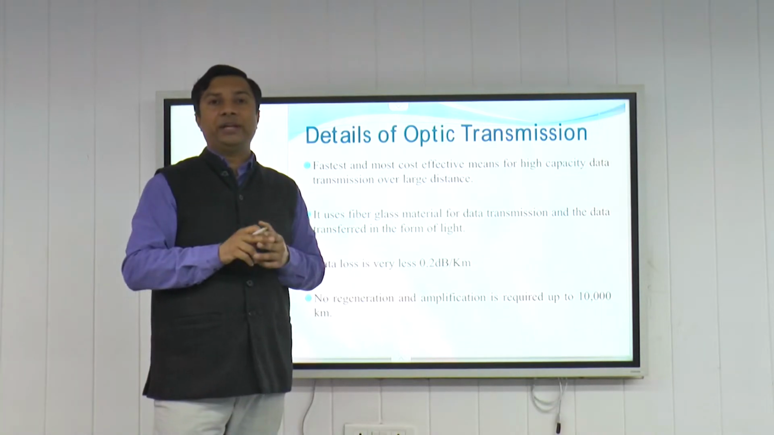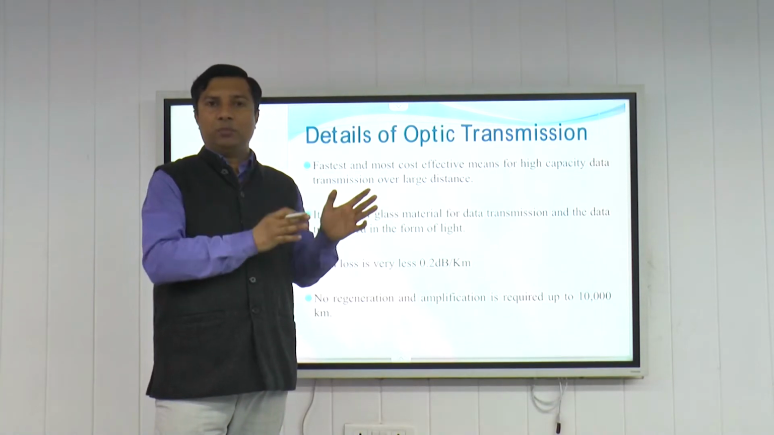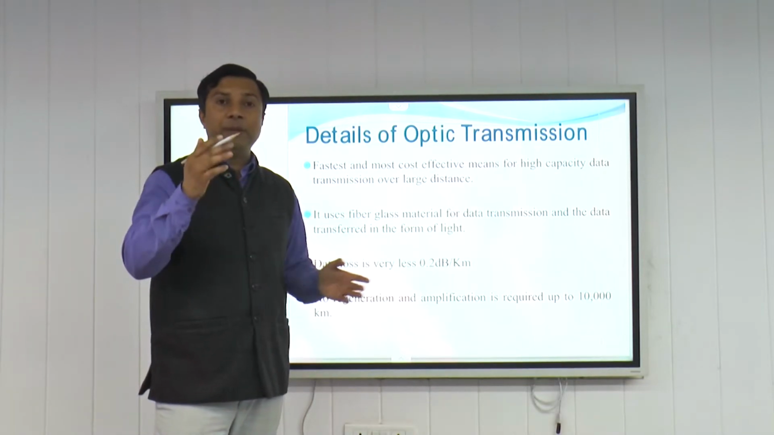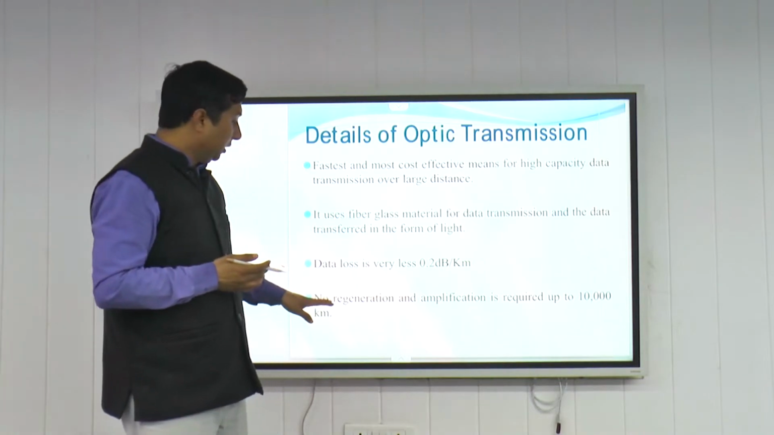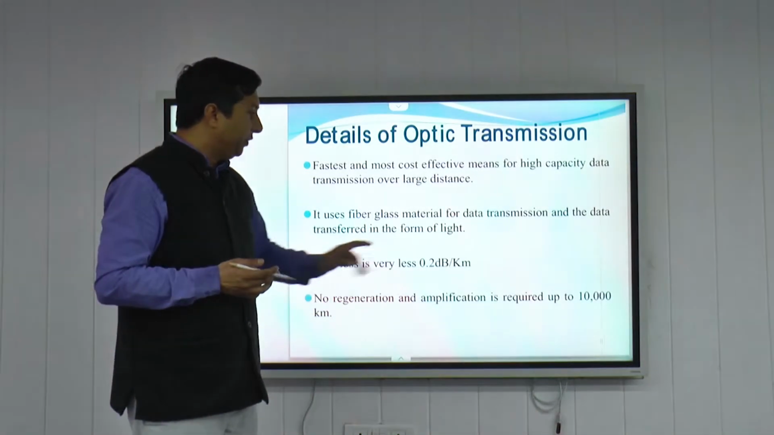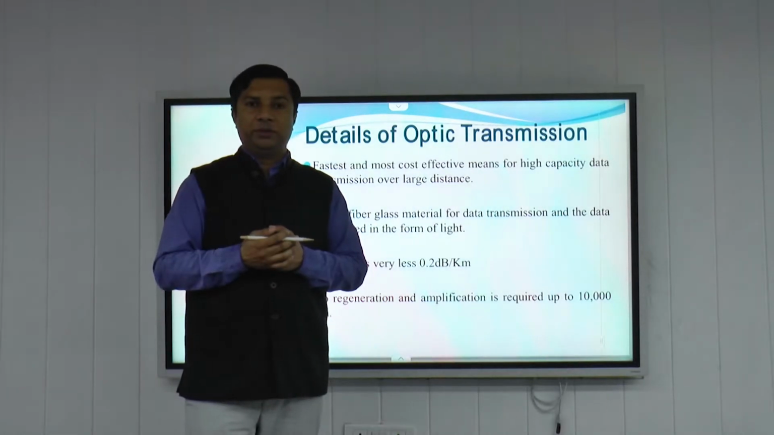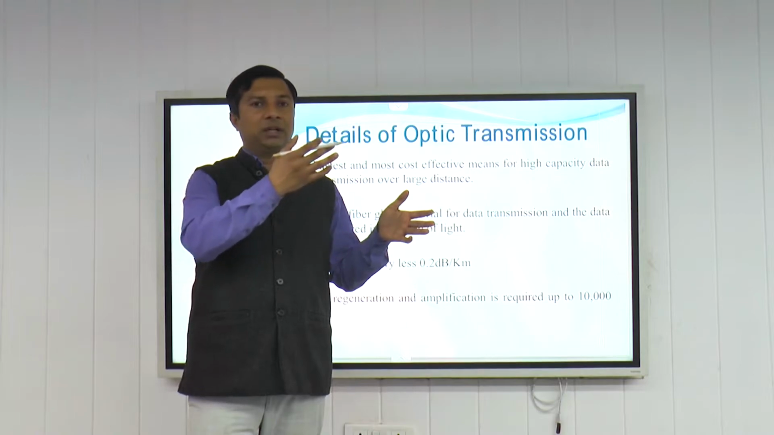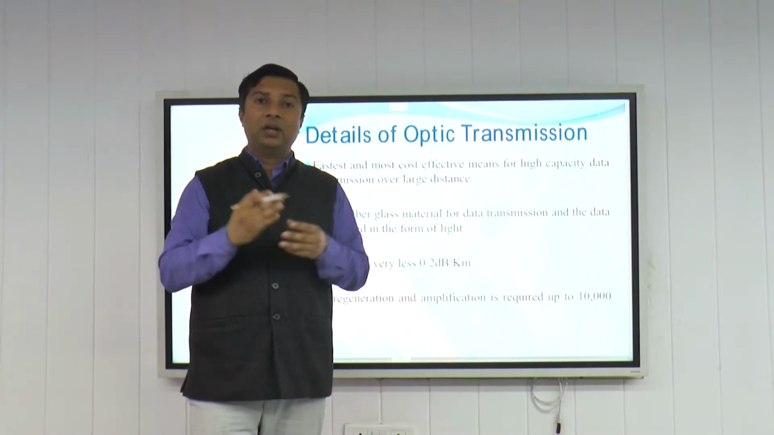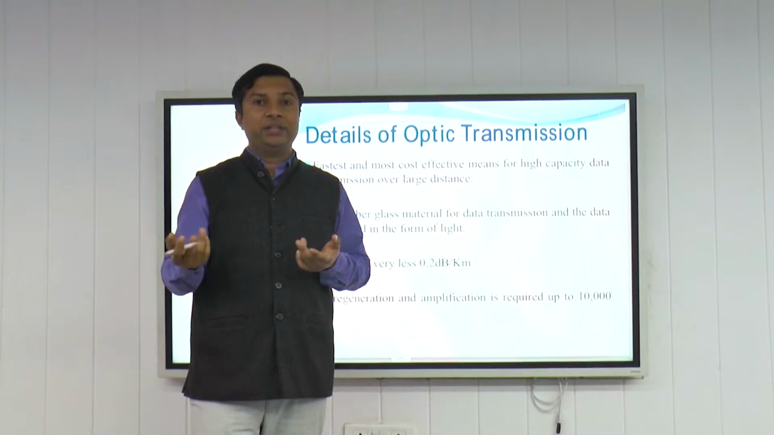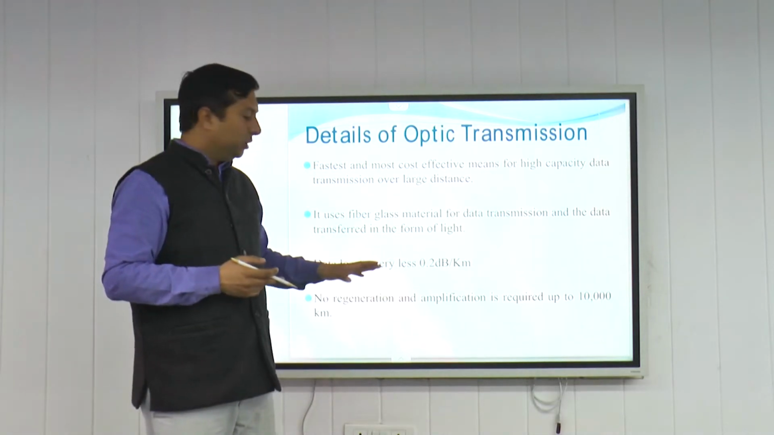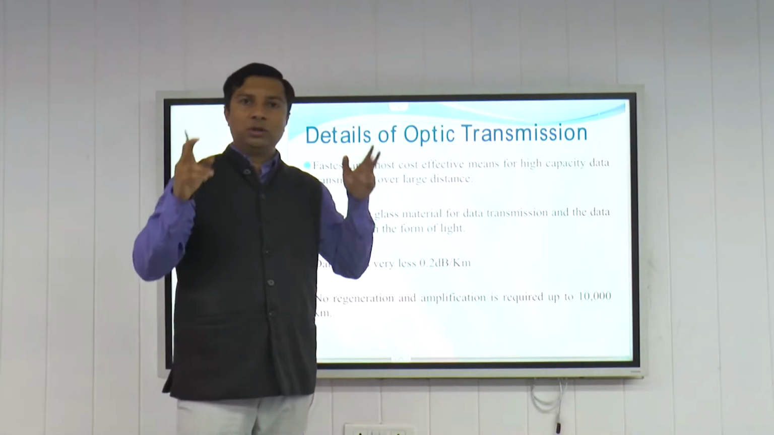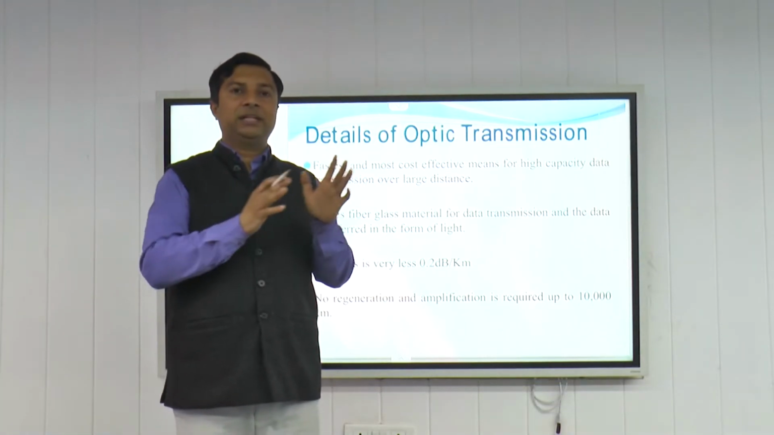Data loss is very less if we compare with other modes of communication. In this, data loss is less, up to 0.2 dB per kilometer. Now, no regeneration and amplification is required up to 10,000 kilometers. If we talk about the other way of communication, that is our electrical communication, then in that we need repeaters, we need regenerators. But here, it is required up to very huge distance. So overall cost will be less than the other systems.